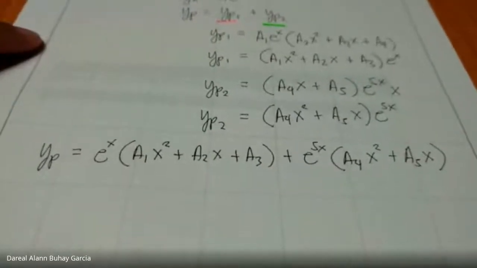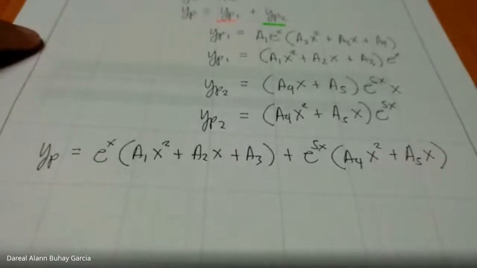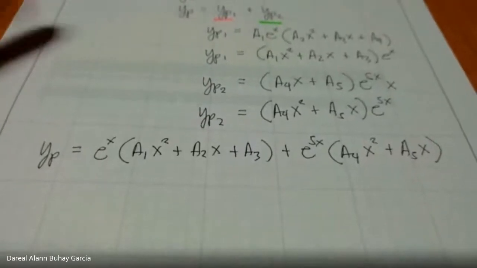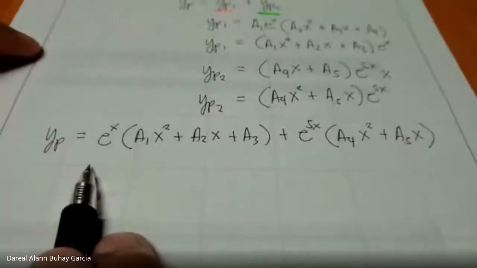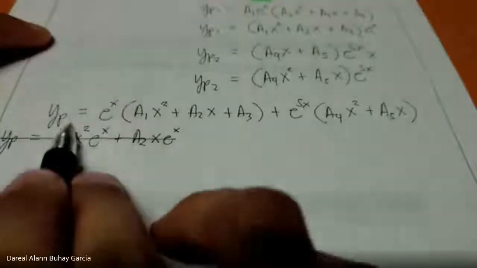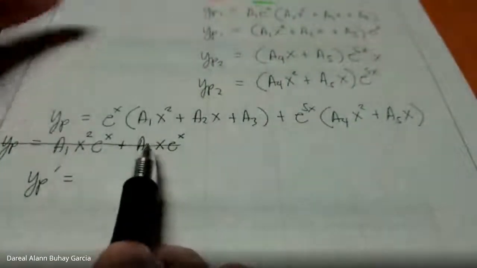The resulting part is the derive. Derive this now. Simplify: e to the power of x times a1 x squared, e to the power of x plus a2 x, e to the power of... It's better not to substitute. Go straight to the first derivative. At least the product rule is easier.